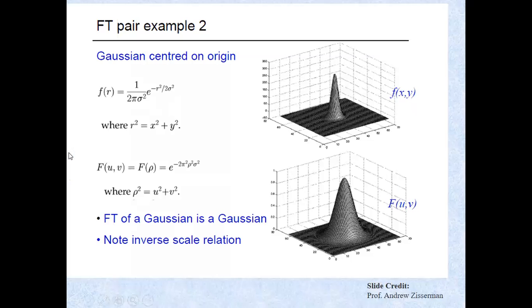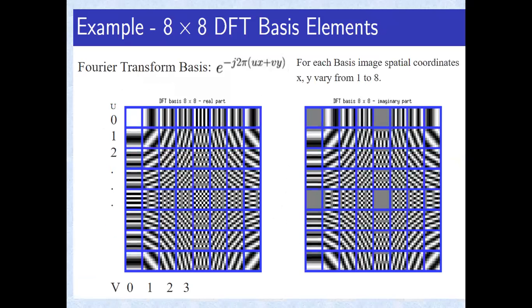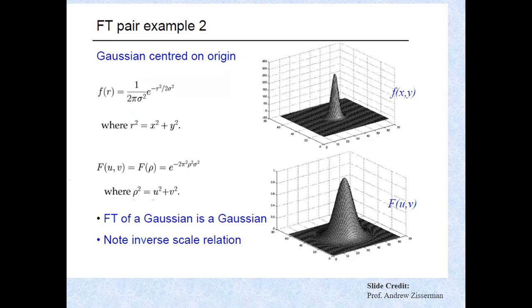Okay, so what is this? What is this slide showing? 2D Gaussian function and its Fourier transform. Yeah, the Fourier transform of a Gaussian function is again a Gaussian function. So if it is a narrower Gaussian here, this will be a wider Gaussian and vice versa.